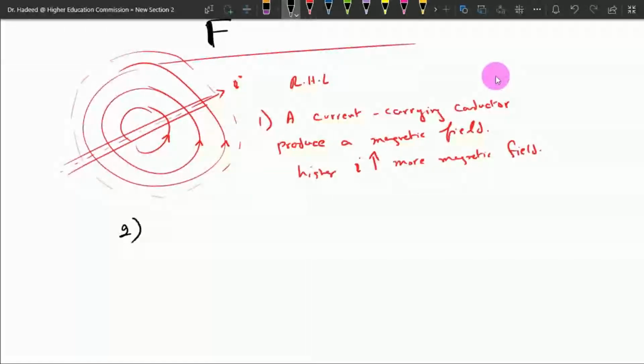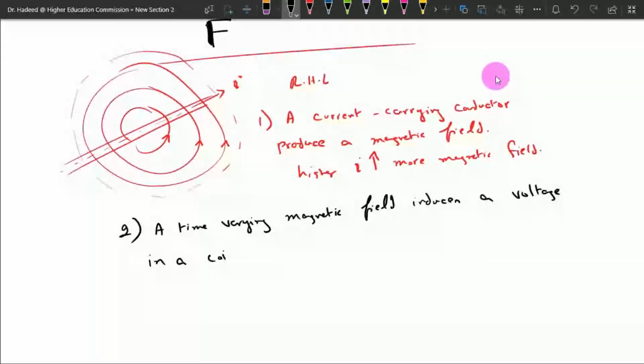The second point is that a time varying magnetic field induces a voltage in a coil of wire if it passes through that coil.